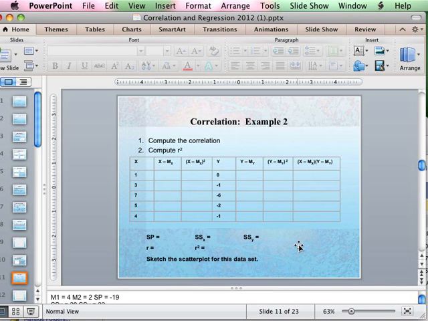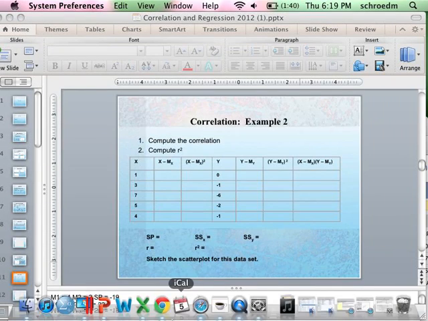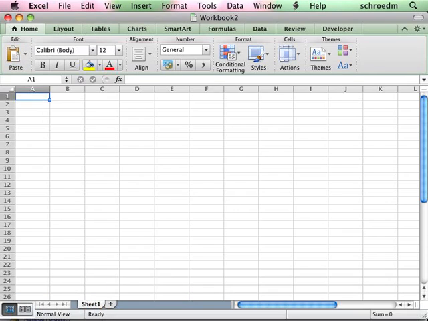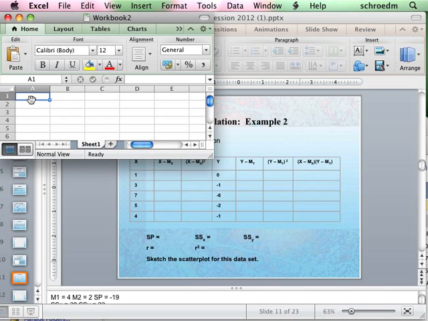And why don't I actually put this in Excel so I can actually write in this thing 3, 7, 5, 4, 0, negative 1, negative 6, negative 2.